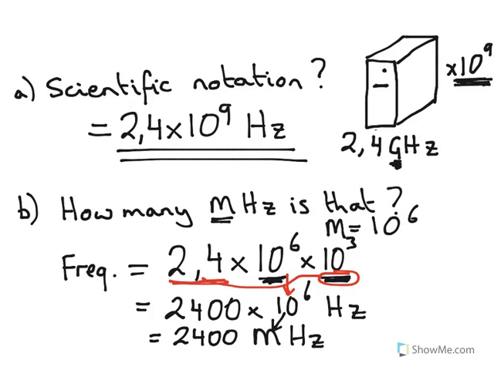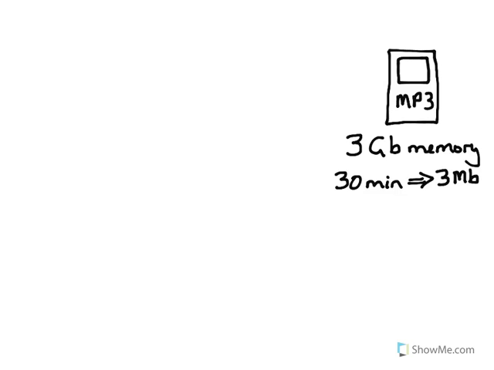Okay, let's look at a slightly different question here. Let's say that we've got an MP3 player that has a 3 gigabyte memory, and we know that if we were to play our MP3 player for 30 minutes, that would use 3 megabytes of memory. So how long could I play my MP3 player without having to listen to any song twice?